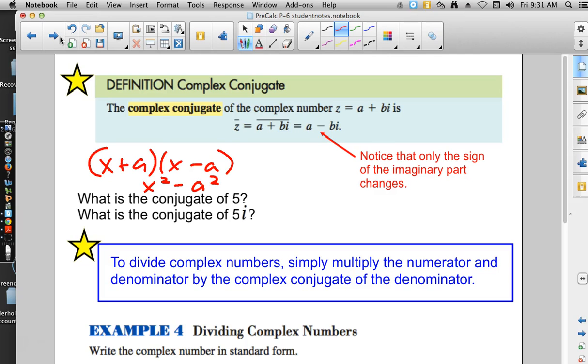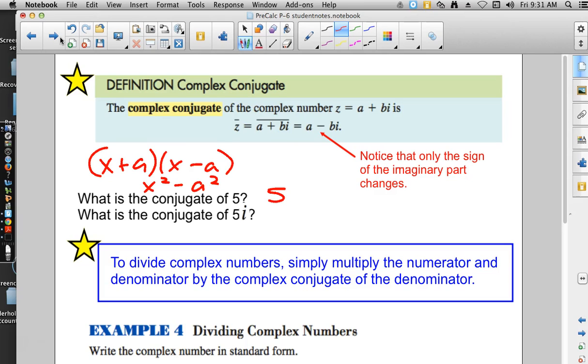Because if we have an i and we square it, we'll be back in the real number system. That's what we need to do. We don't want any imaginaries in that denominator. So their question is, what is the conjugate of 5? Well, if there's just a 5 out in front of this thing, it's 5. You don't do anything with that.